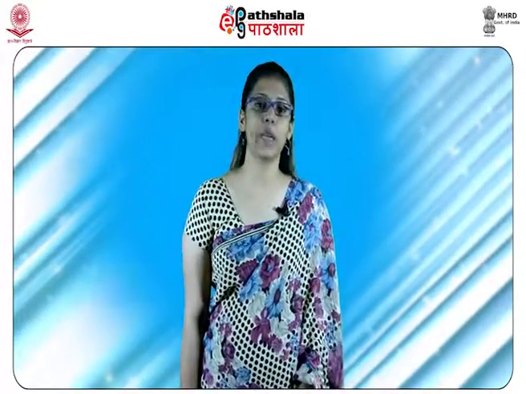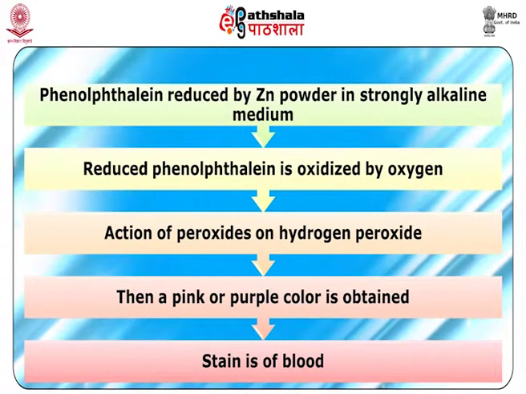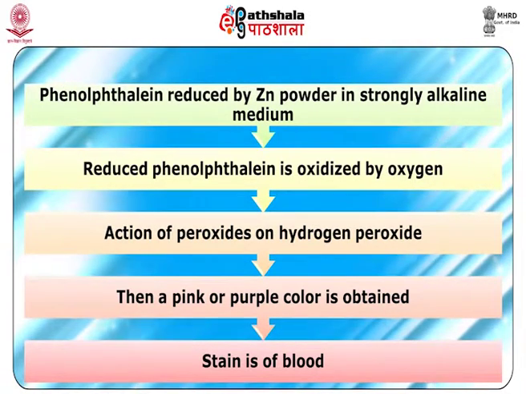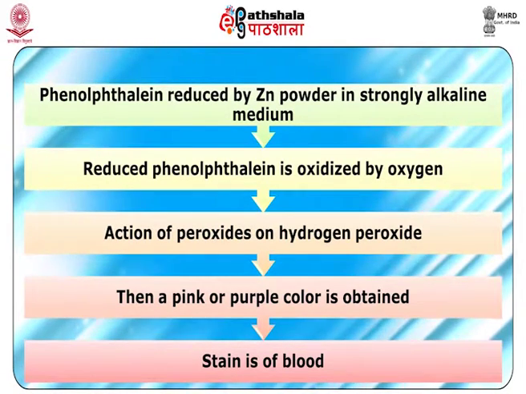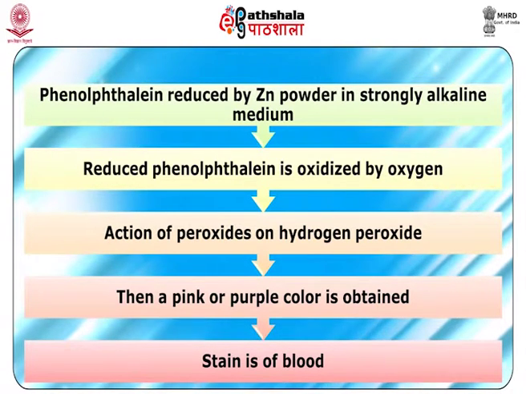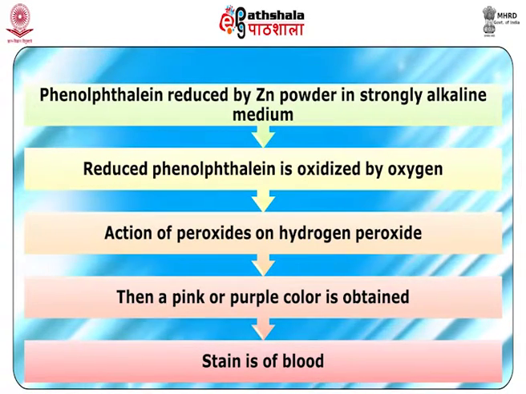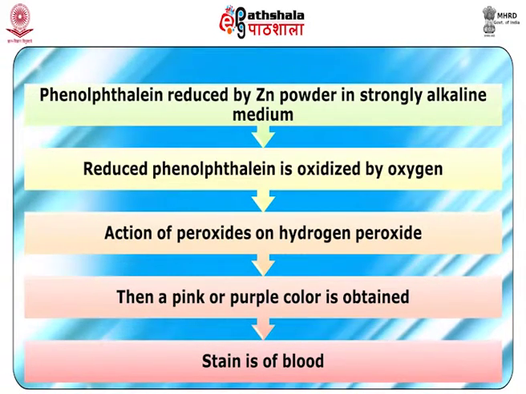Now next is the phenolphthalein test. It is also known as the Kastle-Meyer test. Phenolphthalein is reduced by zinc powder in a strongly alkaline medium. If this reduced phenolphthalein is oxidized by oxygen liberated by the action of peroxidase on hydrogen peroxide, that is H2O2, then a pink or purple color is obtained if the stain is blood. The sensitivity of this phenolphthalein test is about 1:5 lakhs.